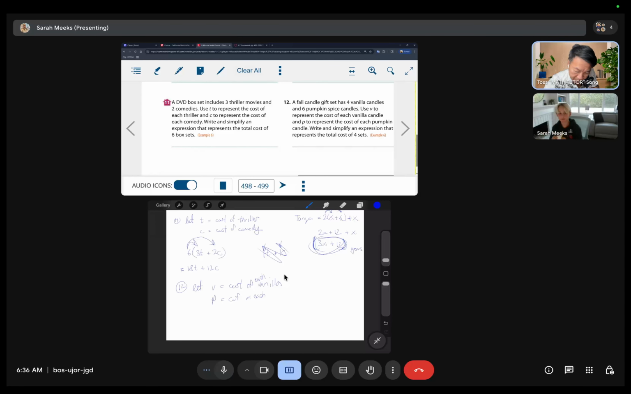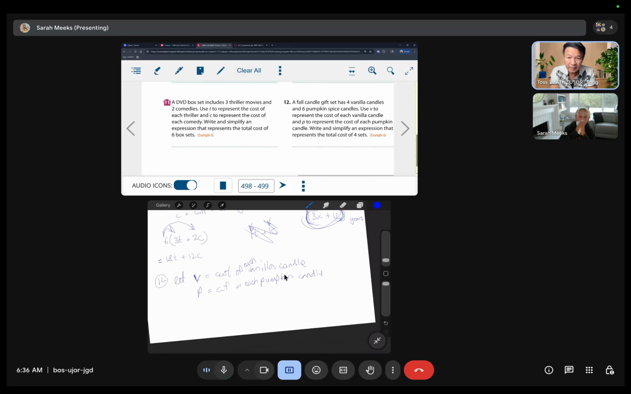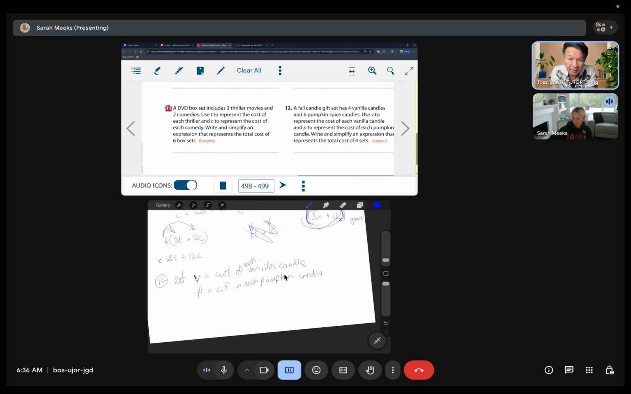Cost of pumpkin candle. They're candles, right? Okay, I'll just write the word candle here. Each candle, something like that. Yeah, it's kind of open ended here. You can write however. You can shorten it even more. But anyway, all right, you got V and P. But there are 4V and there are 4P.